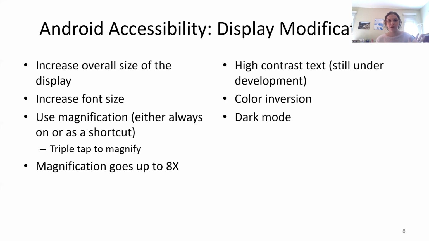So all of the icons, all of the information gets larger. You can increase the individual font sizes. You can use magnification. You can have it on full time, so in addition to the display being magnified, everything that you do when you open the apps will be magnified. Or you can turn it on as a shortcut. Android has added the shortcuts over the last couple of years, and that's been really helpful for people who don't necessarily need it magnified all the time.